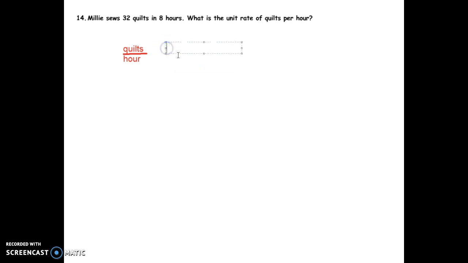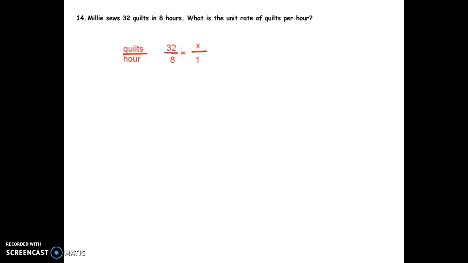So right now, it said 32 in 8 hours. She's a speed demon of quilts. And we want to find out how to turn that into 1. So again, just like all these, they are equivalent fractions. So we can either cross multiply to get our answer, or we can just find the relation and figure out how I can get these to equal. There's equal ones right here, right? 1 times 8 equals 8, or 8 divided by 8 equals 1. So 32 divided by 8 is going to give me my missing number.